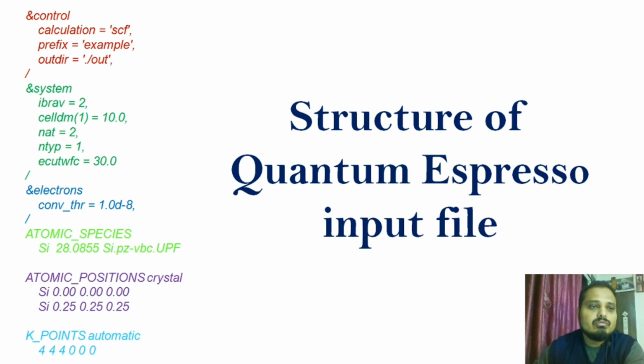We have the control card, then after that we have the system card, then the electrons card, and after that we have atomic species, atomic positions, and k points. We will learn about these cards one by one in detail.